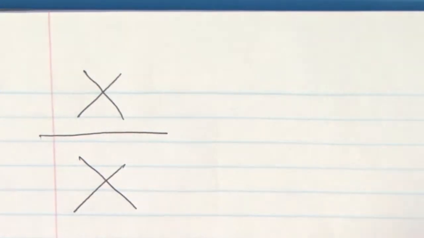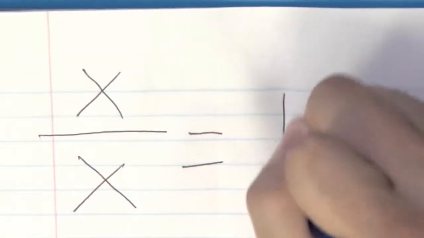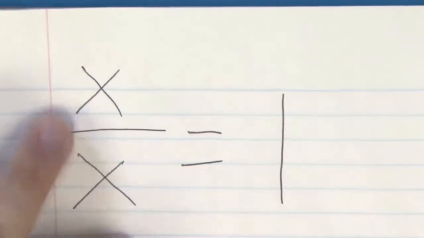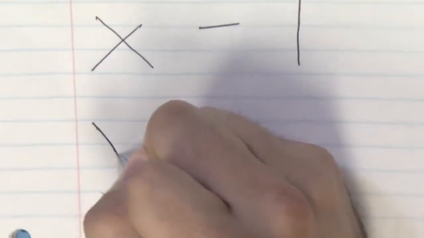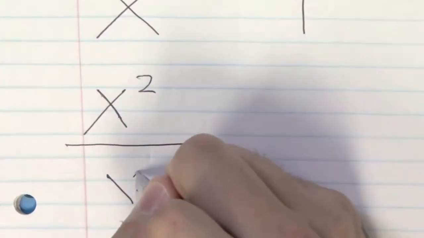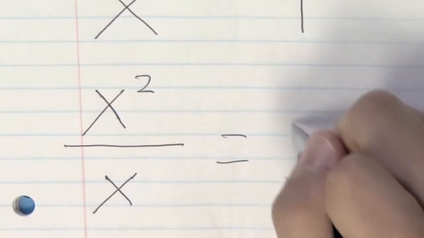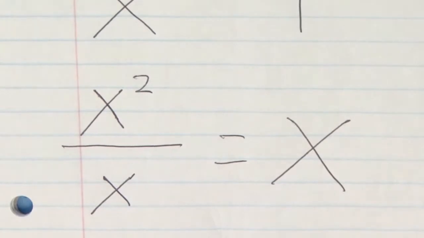So first, let's start with this concept. Say that we have x over x. Well, we know that that is equal to 1 because any number over the same number is equal to 1. Say that we have x squared over x. We know that that is equal to x.